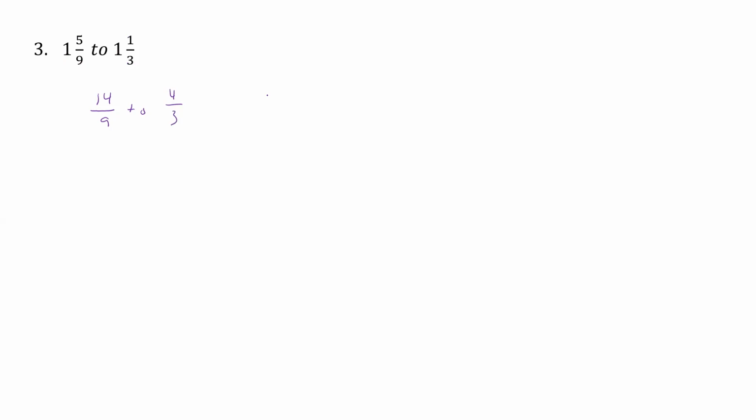So now we could do our ratio, and it's going to be the ratio of 14/9 to 4/3. And now we've done this several ways. We can multiply by 3/4 on top and bottom, or we can rewrite this as a division problem. Now what we know how to do is multiply by the reciprocal, so that becomes 14/9 times 3/4.